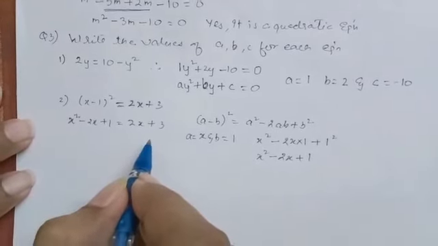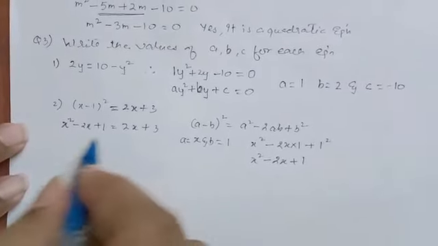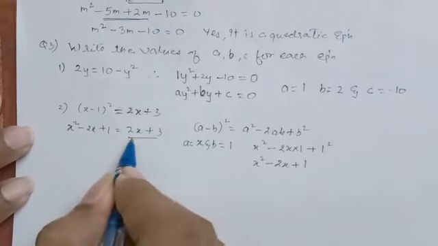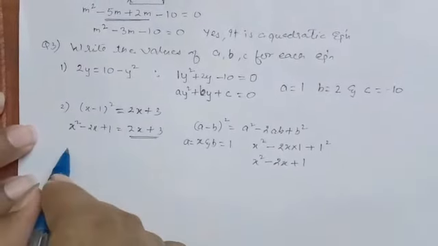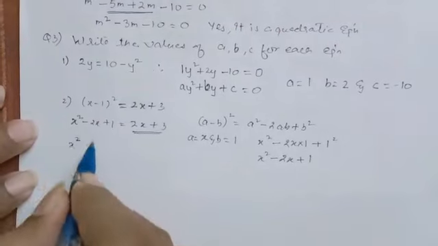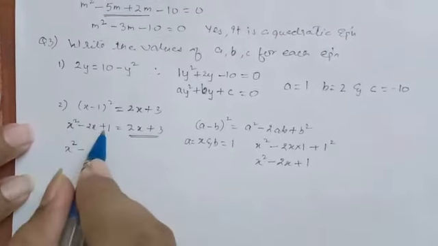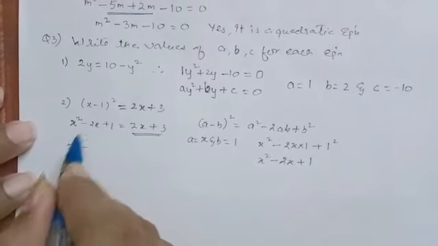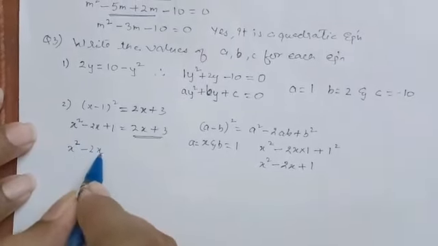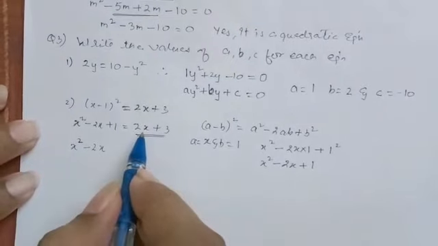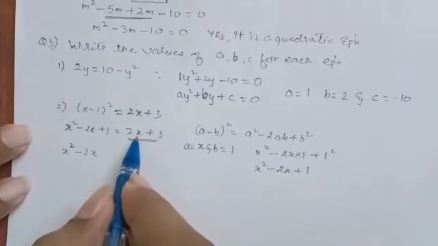Then I will decide what is the value of a, b and c. So let us bring this term all to the left hand side. So x square minus this, we are not going to change the sign because it is on the left hand side. So x square minus 2x. Now I am bringing this term plus 2x to the left hand side.